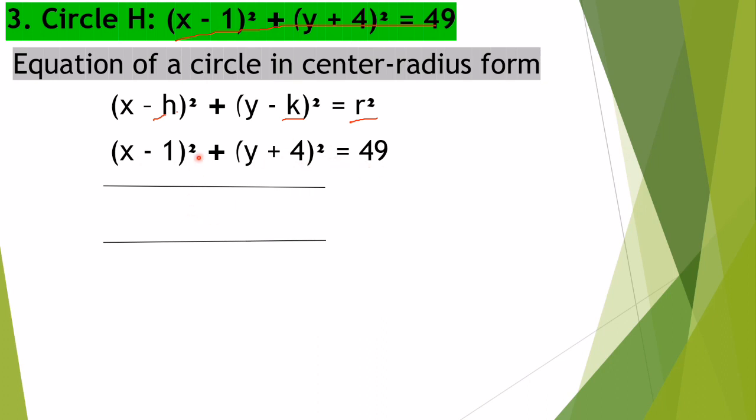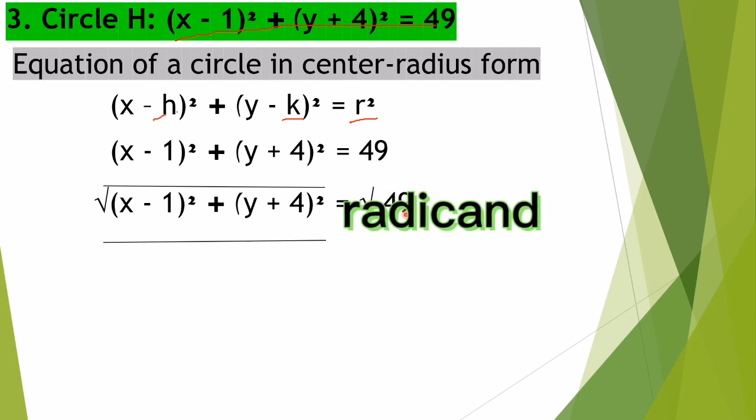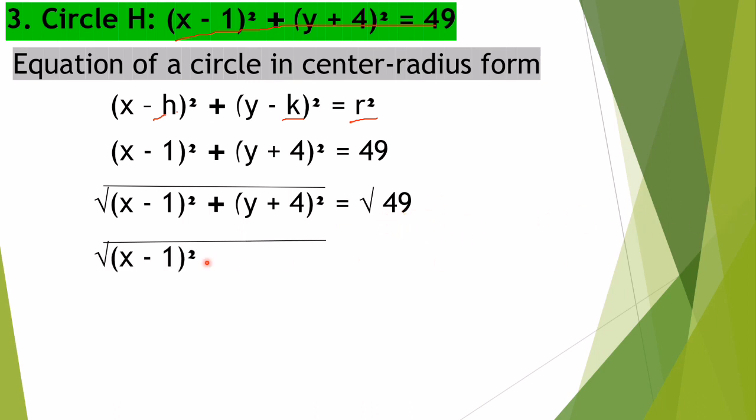So, para matanggal ang mga exponent dito, ay maglagay tayo ng radical sign in both sides. So, meron na tayong square root of x minus 1 squared plus y plus 4 squared is equal to square root of 49. Ngayon, si square root of 49 or the base 49 is a perfect square. Pwede natin siyang isulat in exponential form. Kaya meron na tayong square root of x minus 1 squared plus y plus 4 squared is equal to square root of 7 squared.